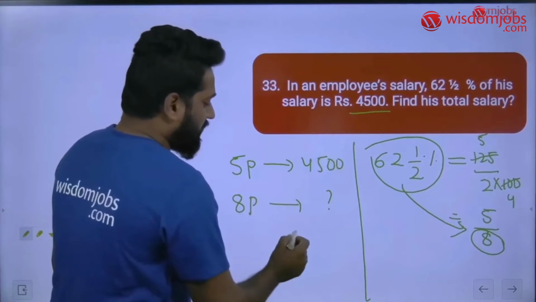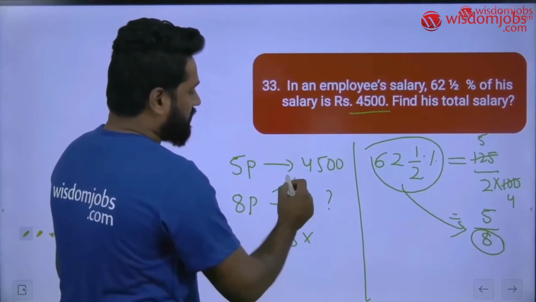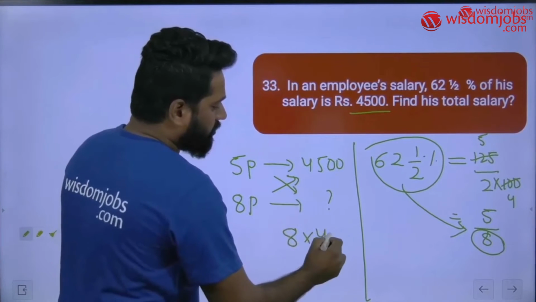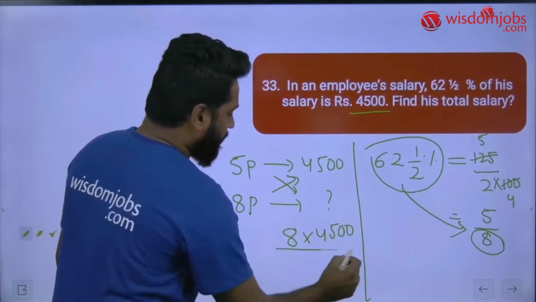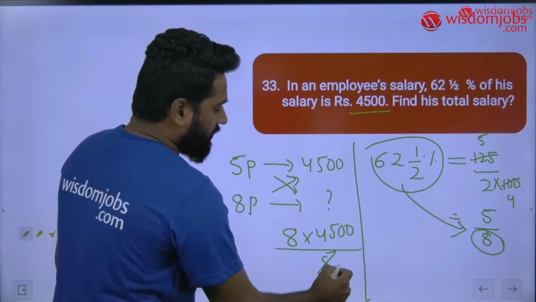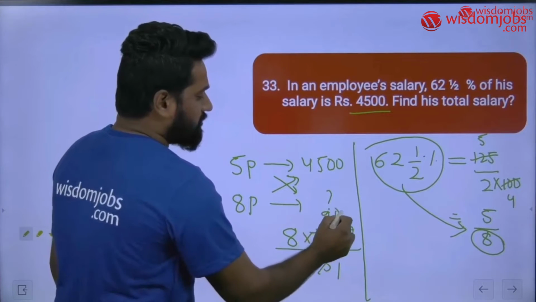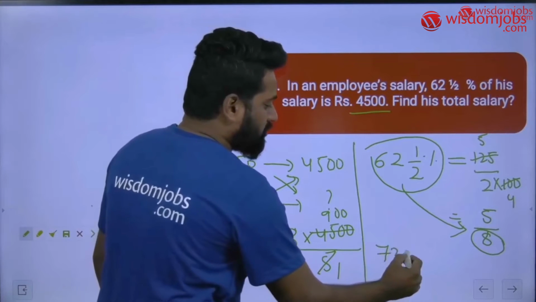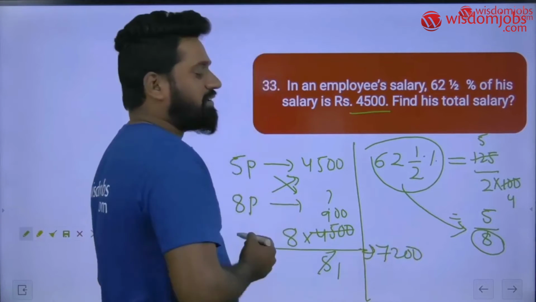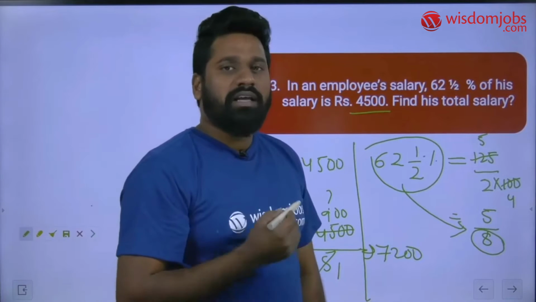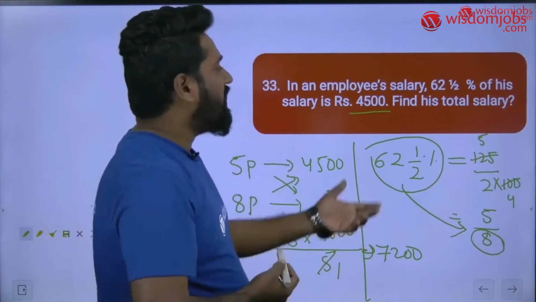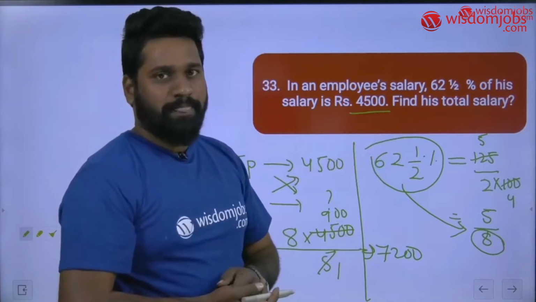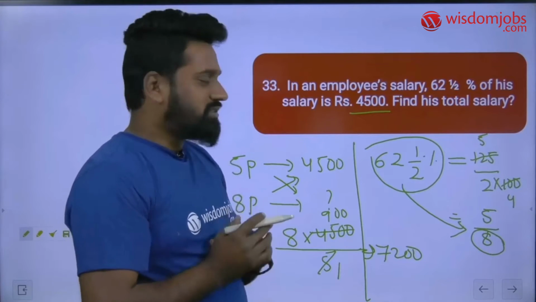So cross multiply, 8 into this one, cross multiplication, 4500 by 5. So 5 1s are 5, 5 9s are 45. So again same thing you are getting, right? 8 into 9 is 72. So 2 zeros. 7200 is his monthly salary as his total salary. Is it clear? So this is the easy method.